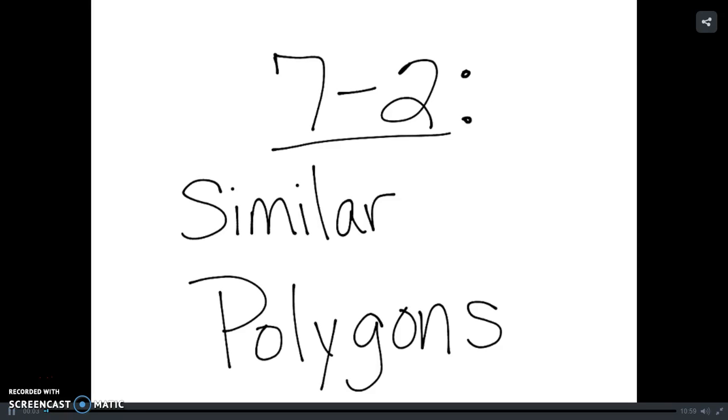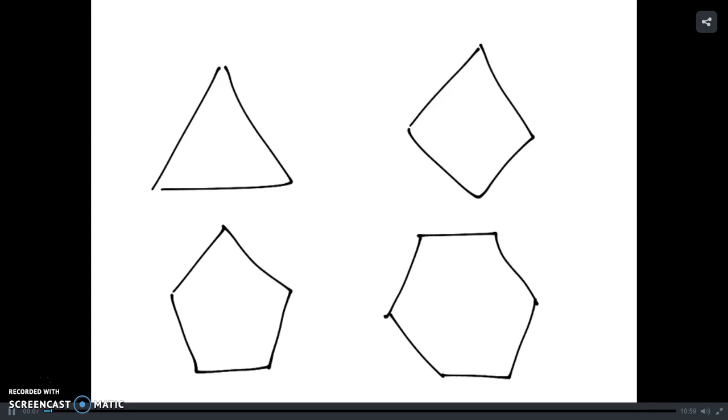Today we're going to be talking about similar polygons. So first of all, let's review what is a polygon. A polygon is a closed figure that's made up of straight line segments for sides. Some of the ones we've looked at so far are triangles, quadrilaterals, pentagons, and hexagons. And we just reviewed back in chapter 6 several of the names of the other polygons. So those are all polygons.